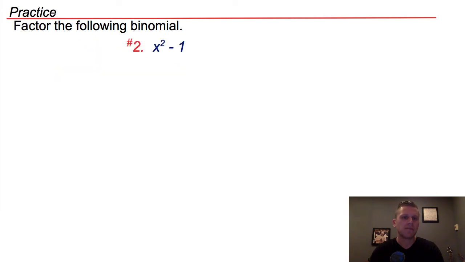Let's try another one. See if you can factor this binomial. Okay, this one is in the correct form to use the difference of two squares. So I'll have one plus sign and one minus sign. Take the square root of the ax squared term. The square root of x squared is just x. Take the square root of the c term. The square root of 1 is just 1.